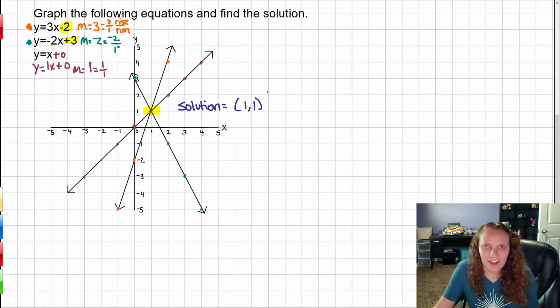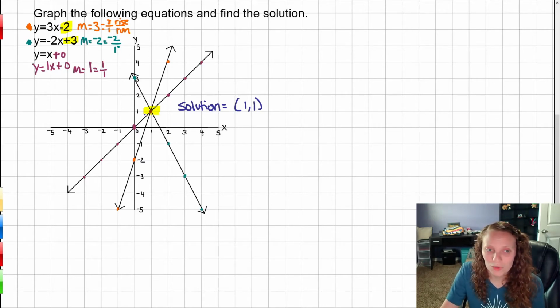Okay guys, we learned what a system of equations is, where we're comparing one or more graphs together. And then we talked about the solution, which is the point where they intersect. A system of equations can be 2 or more equations. It could be 3, it could be 5 equations. And then again, the solution is where they intersect.